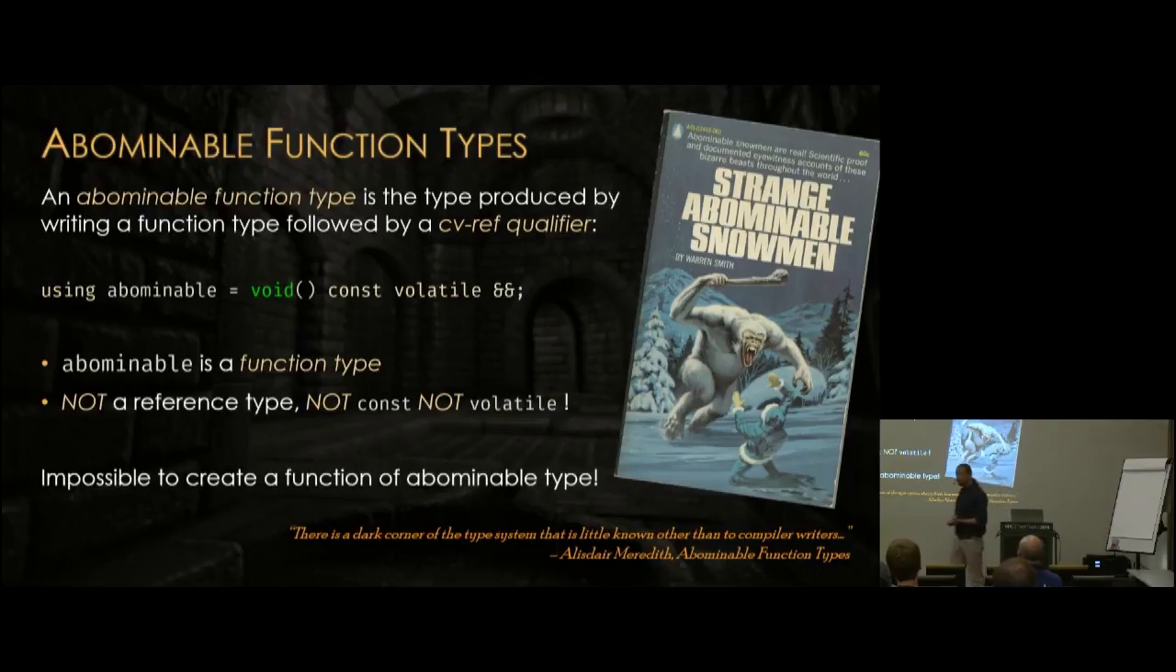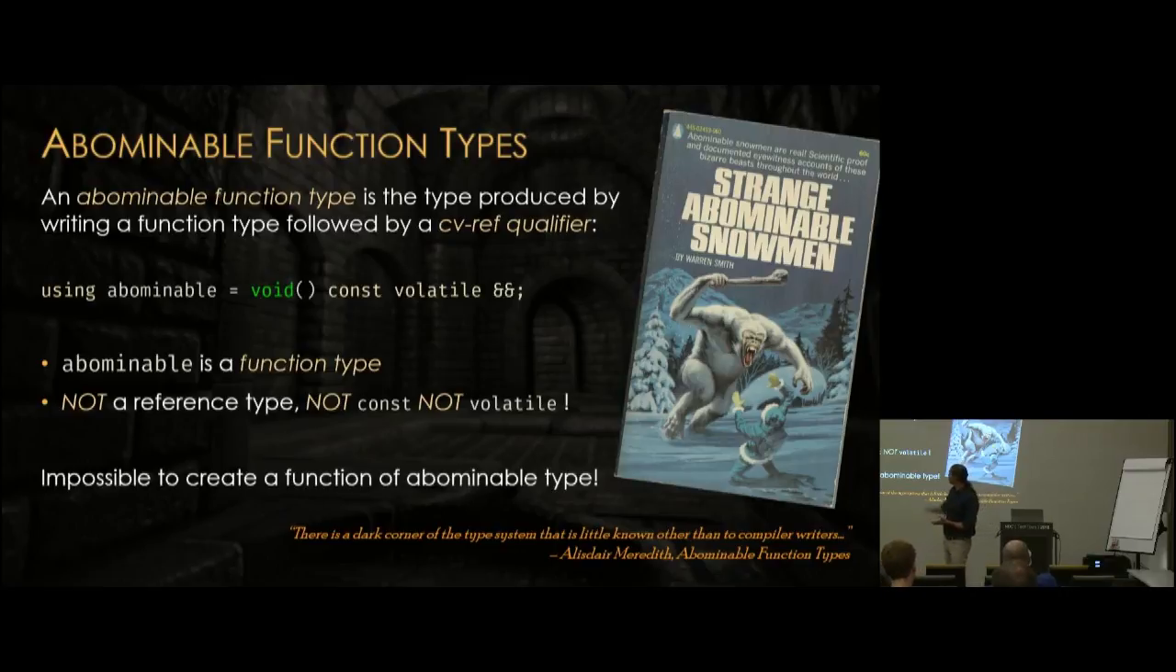So the first strange creature that we meet in the C++ type system are called abominable function types. Now, an abominable function type is a function type that's decorated with a CV-ref qualifier. As we can see in the example, we're defining abominable as a function that doesn't take any arguments, returns void, and it's const volatile ref.